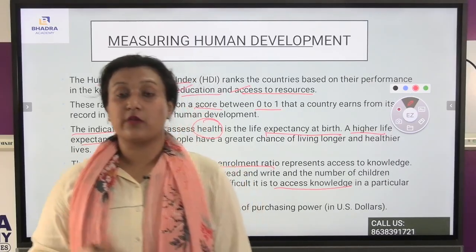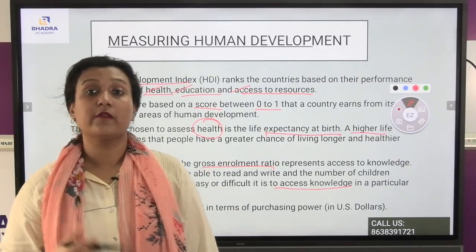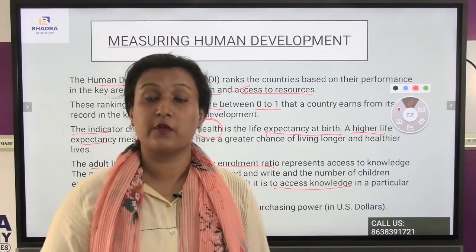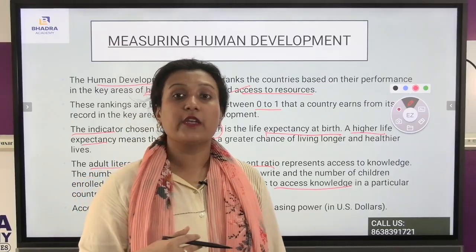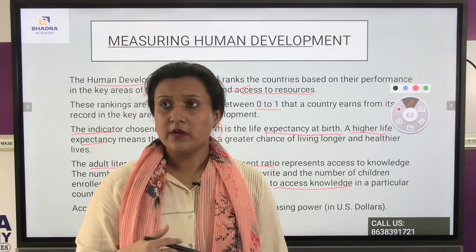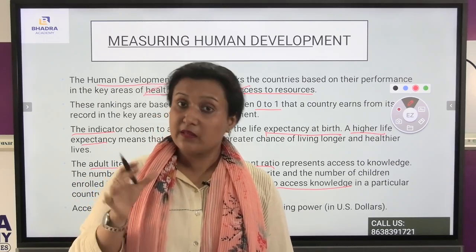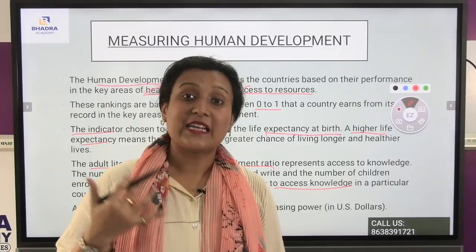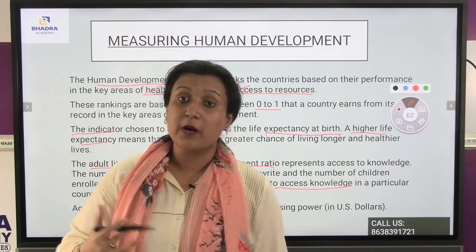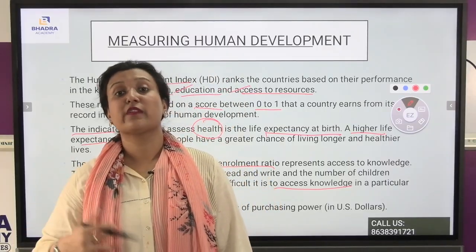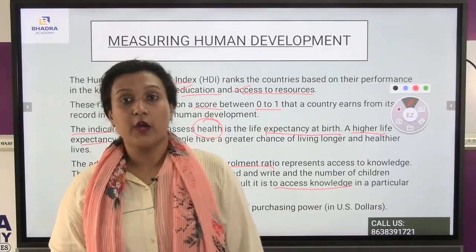You see, US dollars. With the help of US dollars, we will be understanding the purchasing power of a particular country. Now, one US dollar is equal to 90 rupees. In this way we will be understanding purchasing power, and purchasing power is always calculated in terms of US dollars.